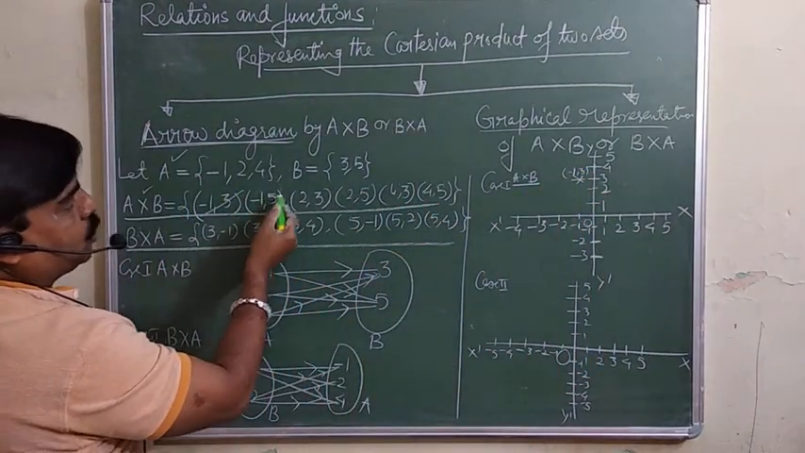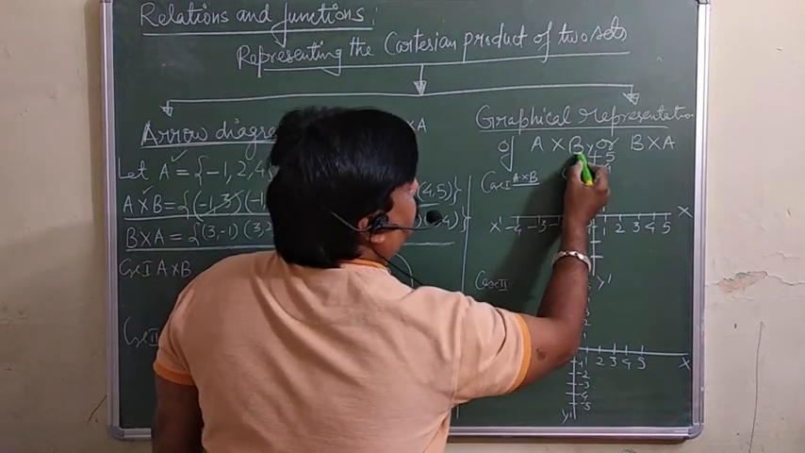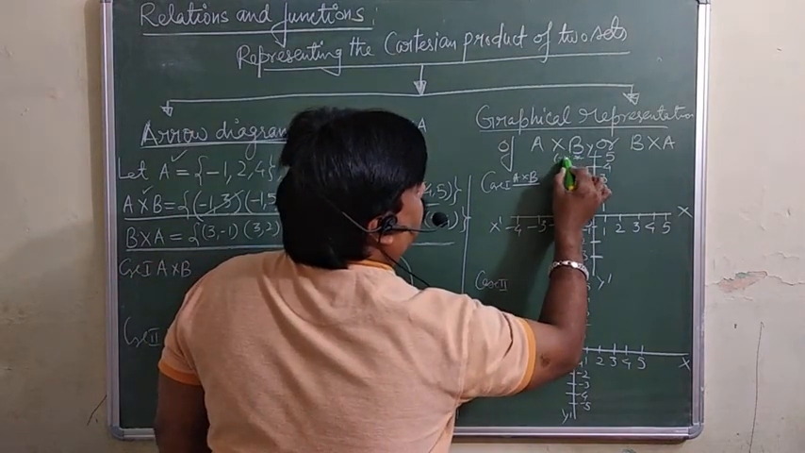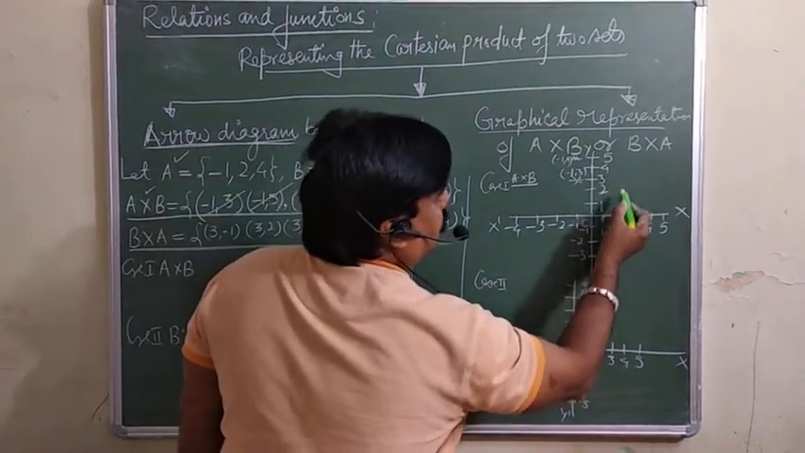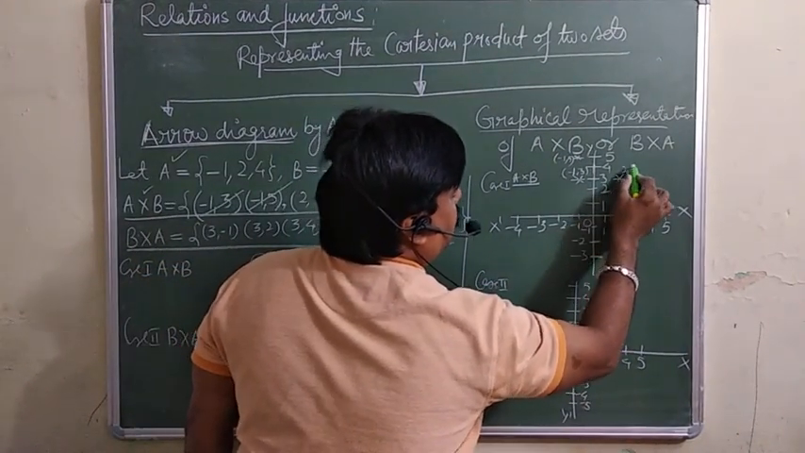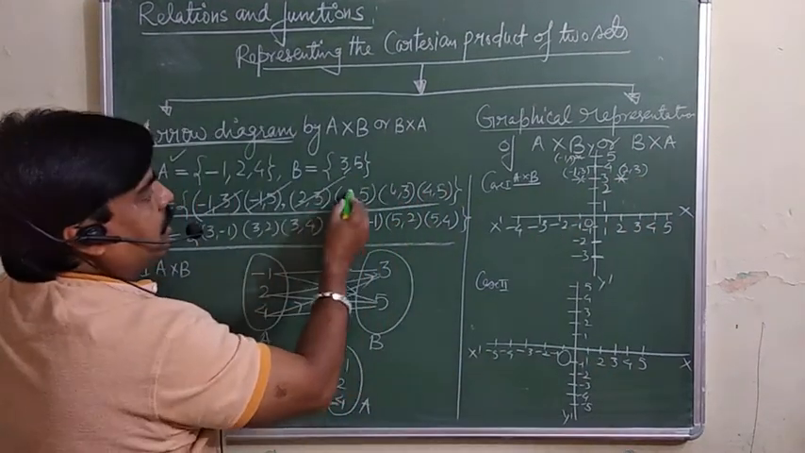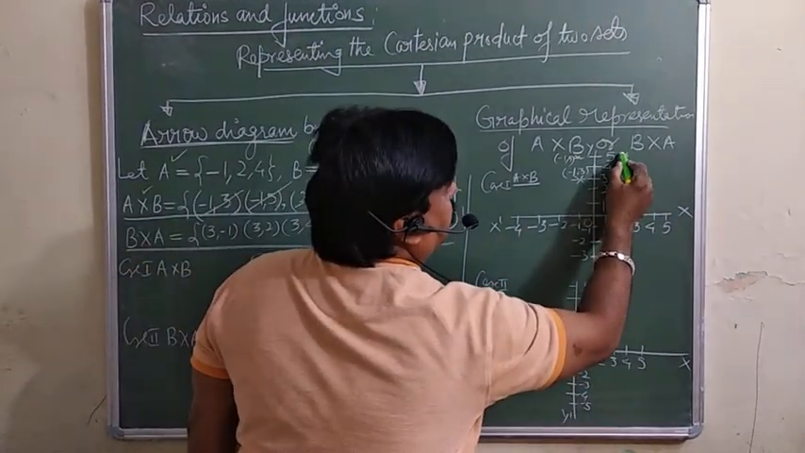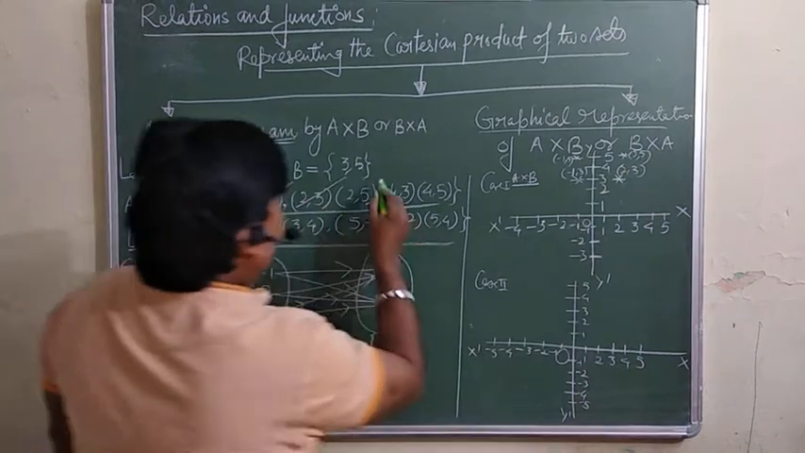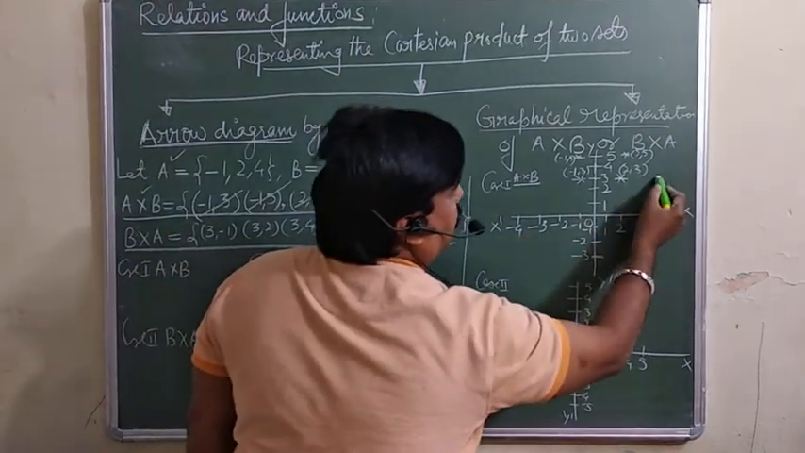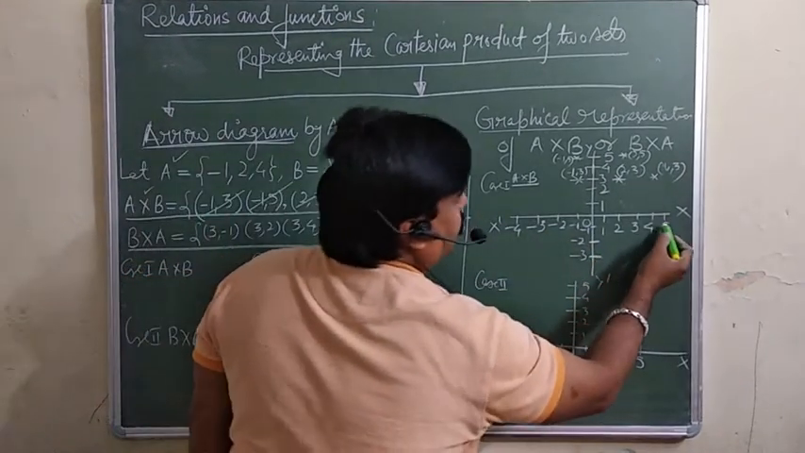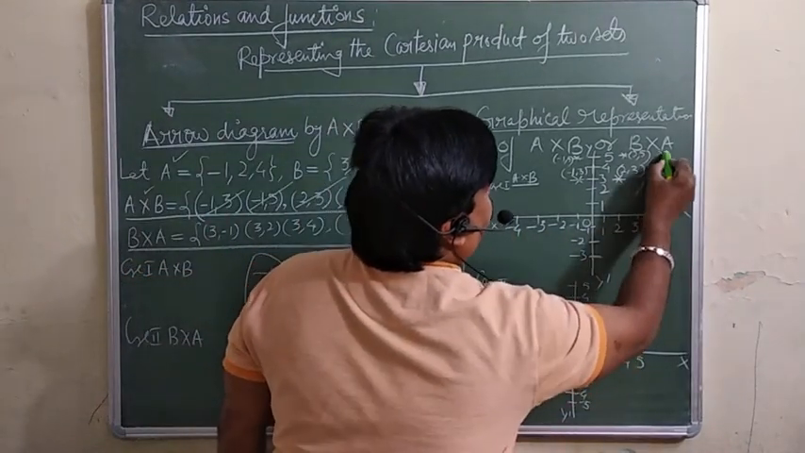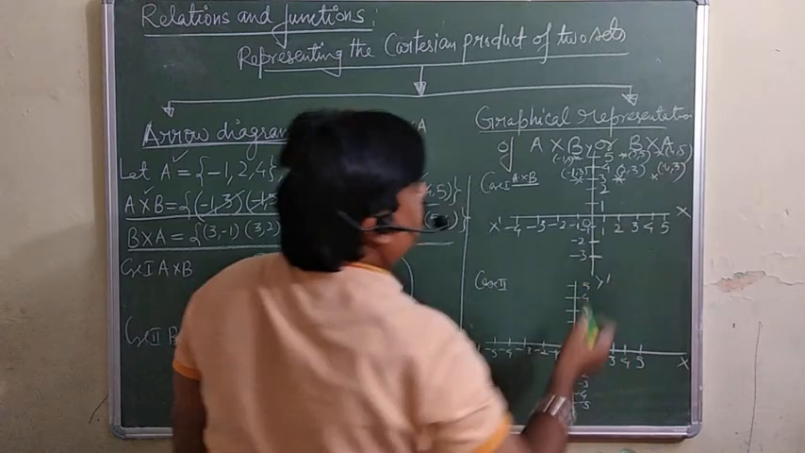Then -1 and 5. So you are here, this is your -1, 5. Then 2, 3: x is 2, y is 3, it is here. Similarly 2, 5 is here. Then 4, 3 is here, and 4, 5 is here. So this is your A cross B.